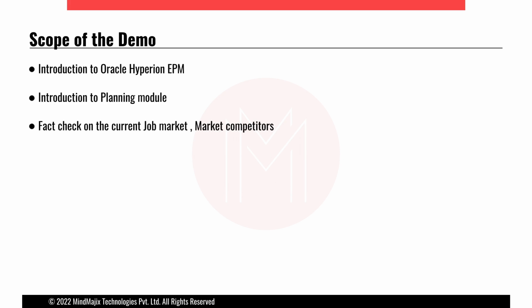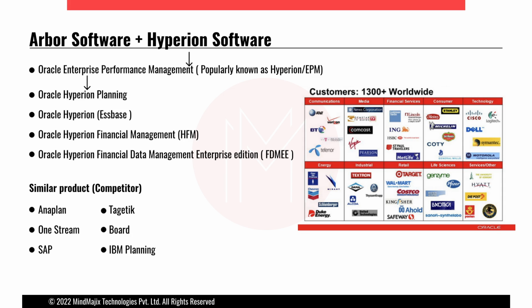So in today's demo, the scope is just to introduce what Oracle Hyperion EPM actually is, what the terminology is, and then I will give a short introduction on the planning module, and then a fact check on the job market, the market competitors, etc. Oracle Hyperion Performance Management is popularly known as Hyperion or EPM in the corporate world. Whenever you hear this terminology, Hyperion or EPM, it is referring to enterprise performance management.